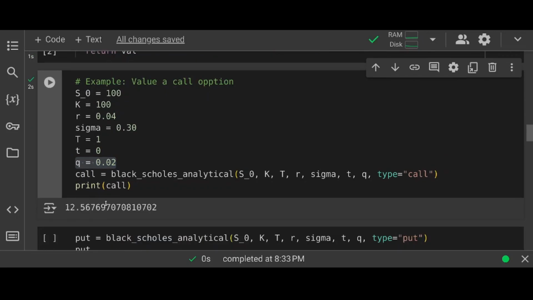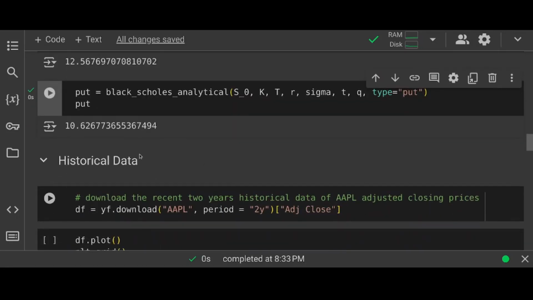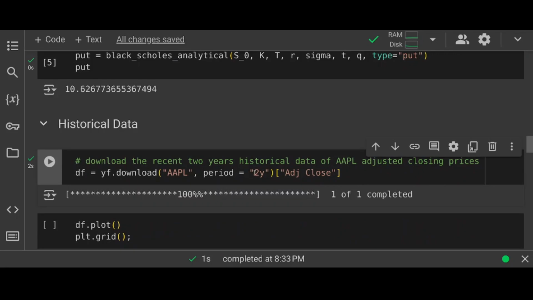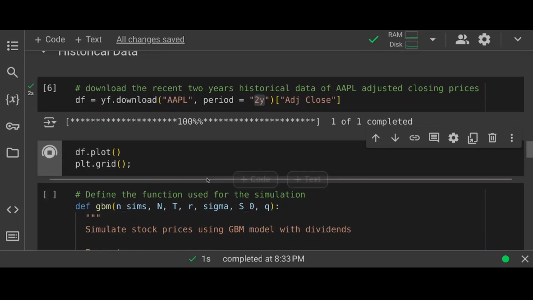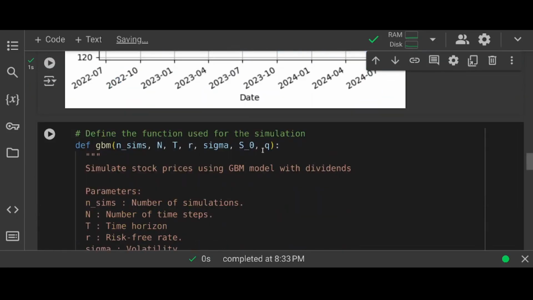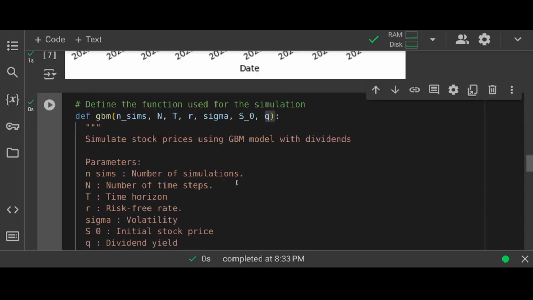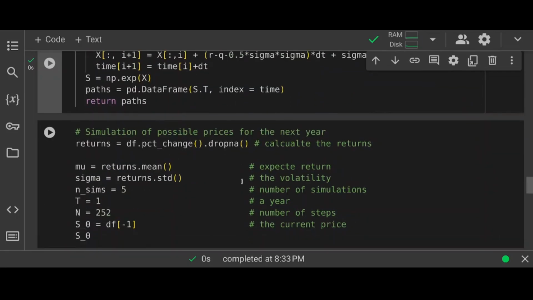So the price of the call option is equal to this one, and this is the price of the put option. We can also do this for historical data, for example, by importing the Apple closing price for 2 years of historical data, and by simulating the next 1 year, for example, by considering just a yield. Of course, we don't know the yield, but we can take just a number for the purpose of demonstration.